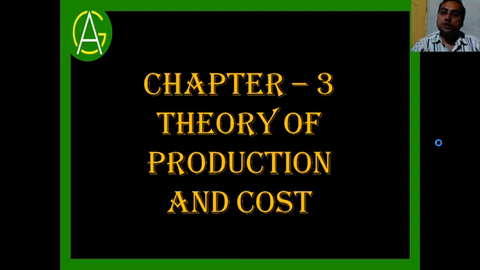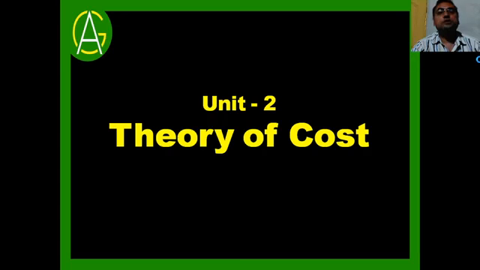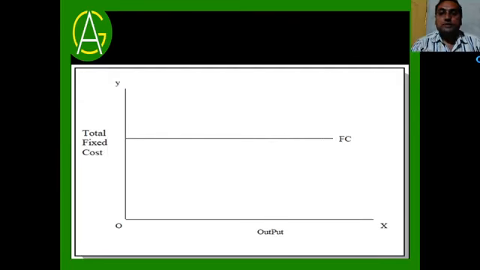In this session, we are learning chapter number 3, that is theory of production and cost. And in the theory of production and cost, we are learning unit number 2, that is theory of cost. And in that unit of theory of cost, until now we have completed various types of cost and the meaning of cost analysis. Now our next topic is various graphs of different types of cost.